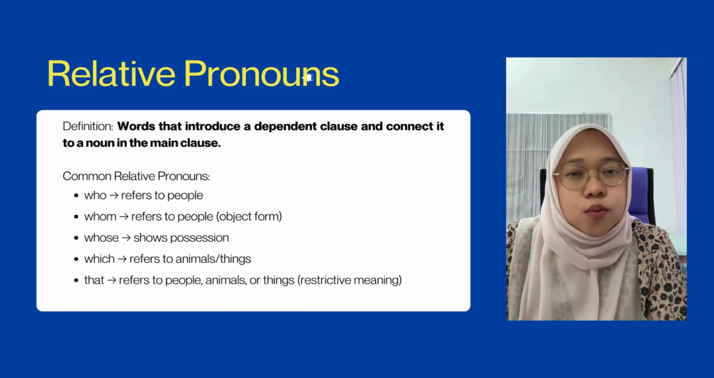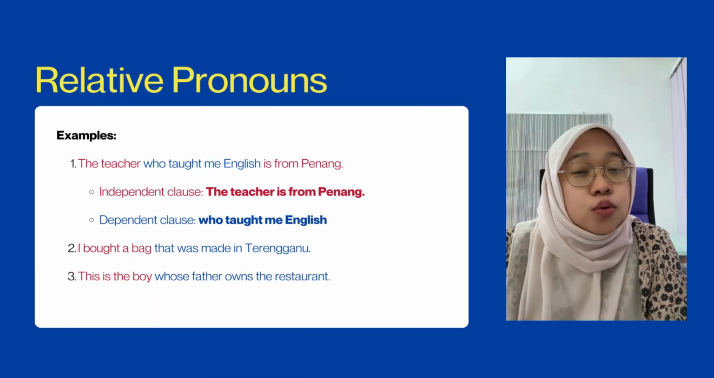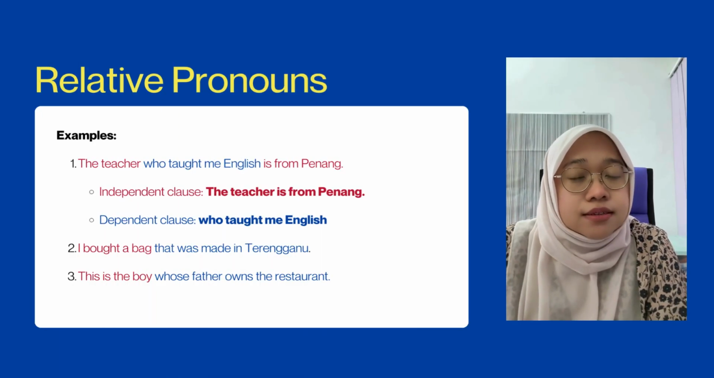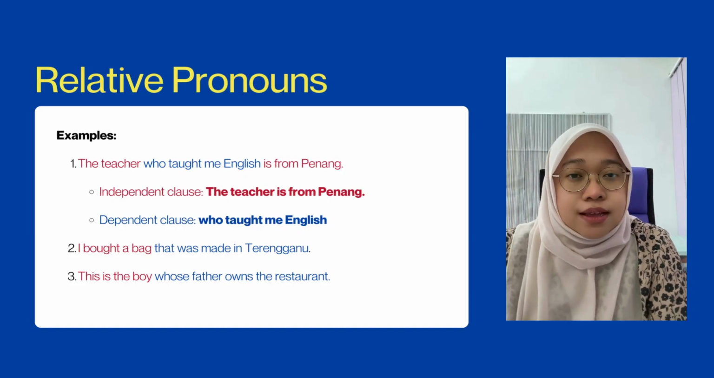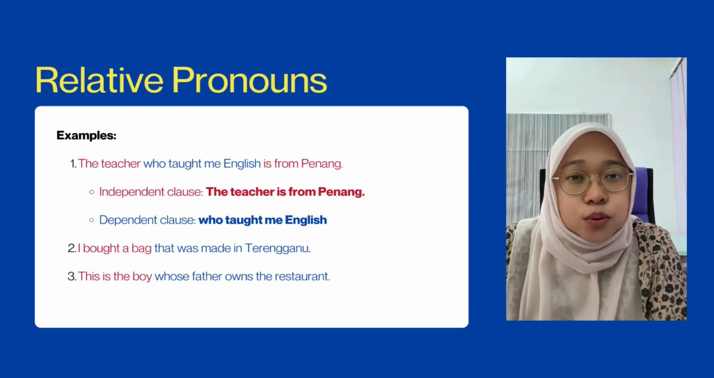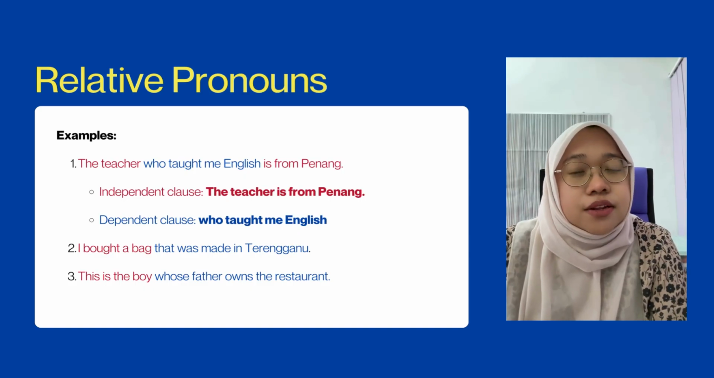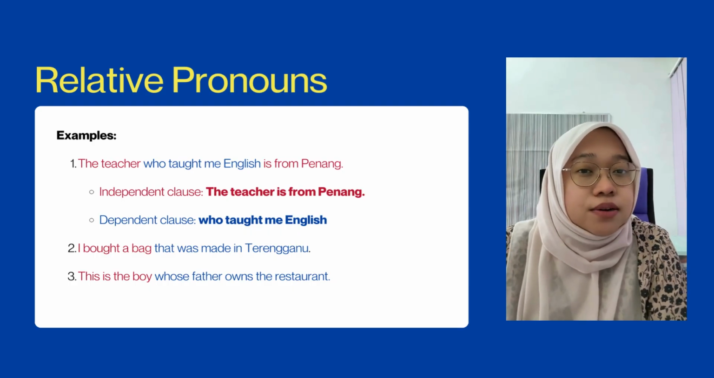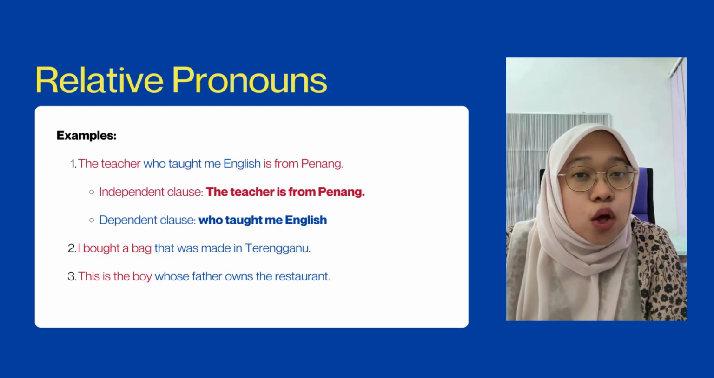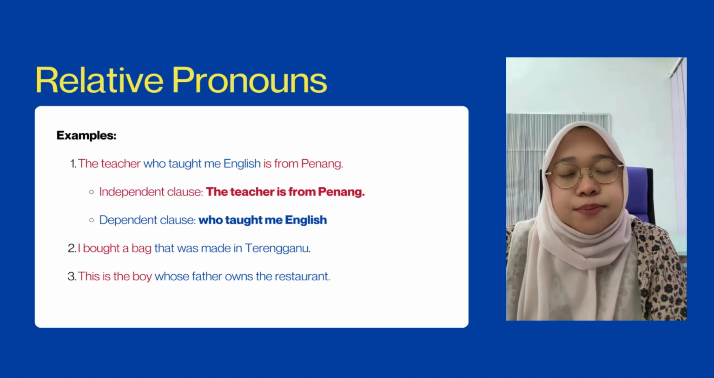Relative pronouns are words like who, whom, whose, which, and that. They add details about a noun in the sentence. For example, the teacher who taught me English is from Penang. I bought a bag that was made in Terengganu. This is the boy whose father owns the restaurant. Look at the first example. The teacher is from Penang is the independent clause, while who taught me English is the dependent clause.